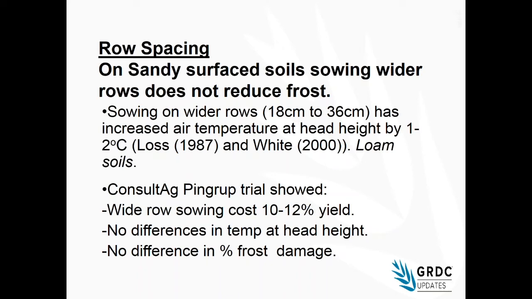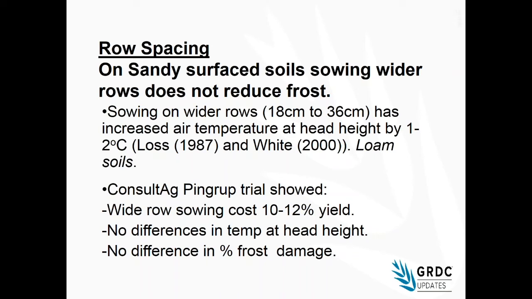The literature we'd read previously, some work done by Stephen Loss in the late 80s and Craig White in the early 2000s, found they were picking up 1 to 2 degrees warmer at head height by sowing on wide rows. So we thought that's a pretty easy thing to do. A few farmers have gone onto wide row lupins, so we pulled every second tine off some air seeders and did some research looking at widening rows.